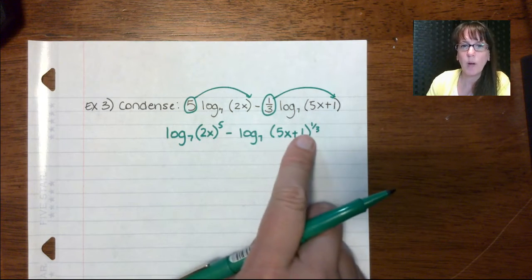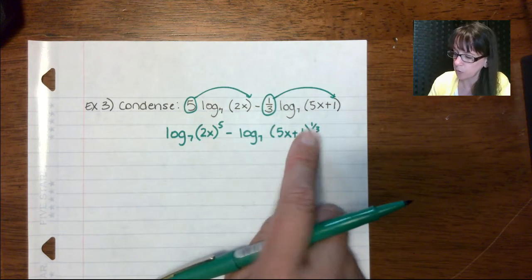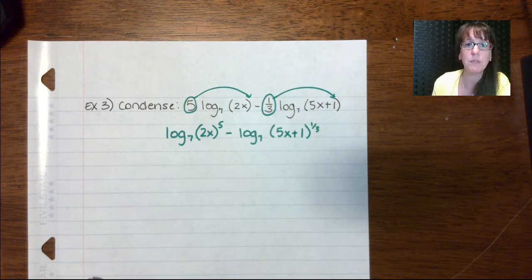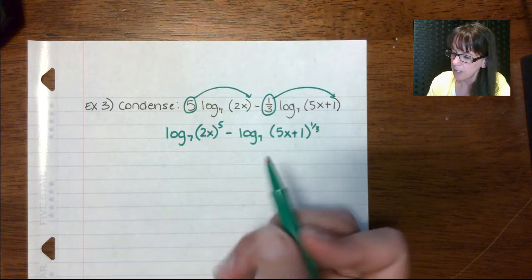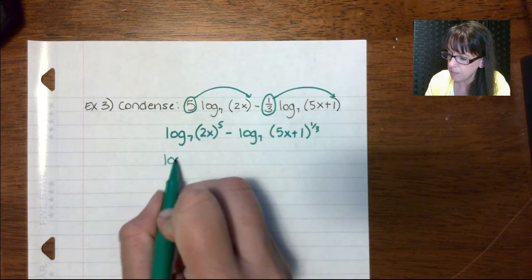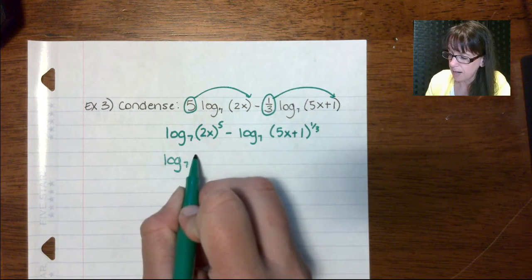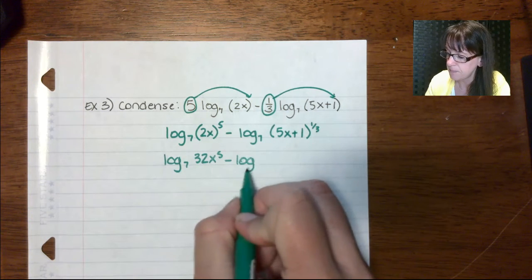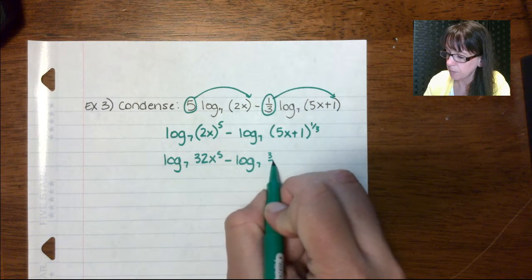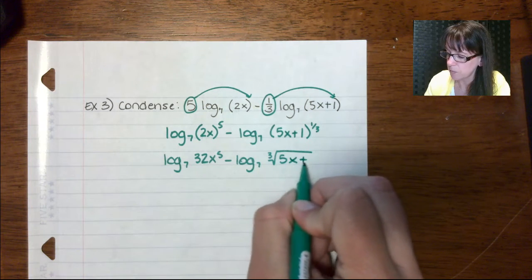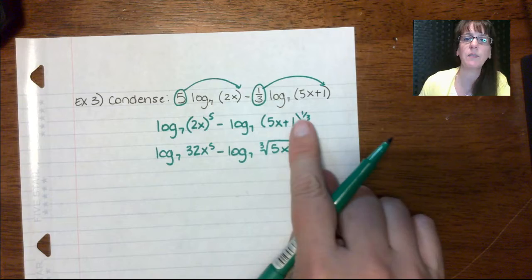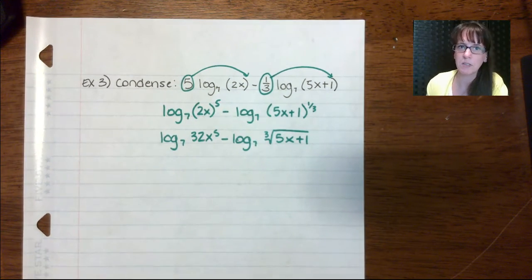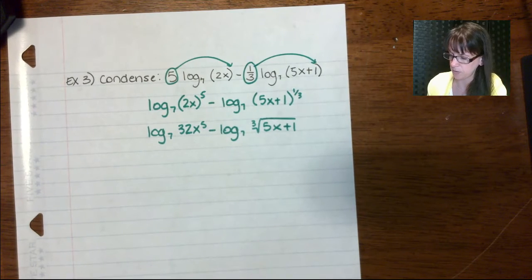Okay, now 1/3 power is the same as the cube root, and if I wanted to expand this guy out, I would have 2 to the 5th, which is 32. So I have log base 7 of 32x to the 5th minus log base 7 of the cube root of 5x plus 1. So sometimes it makes sense to leave this as a fraction. Sometimes it makes sense to do this. It's personal preference. You see what the possible answers are.